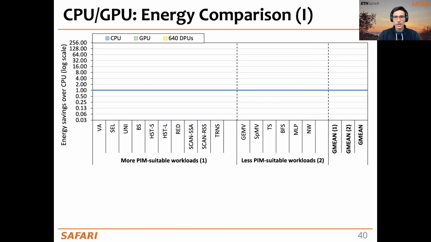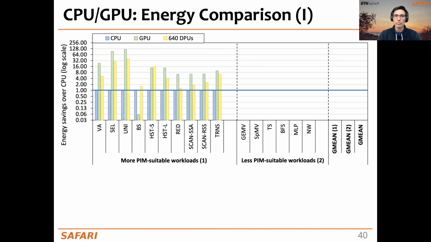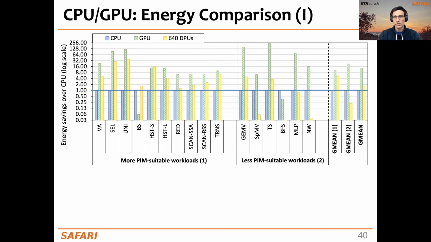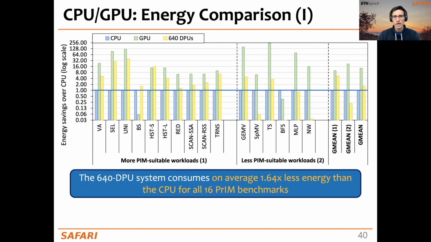In terms of energy, we also clustered the results in a similar way for more PIM suitable workloads, less PIM suitable workloads, and here you can see the different geomeans. We could only run energy experiments on the smaller UPMEM-based PIM system. The energy measurement wasn't enabled in the larger PIM system, but in the smaller PIM system, we already observed some interesting energy results.